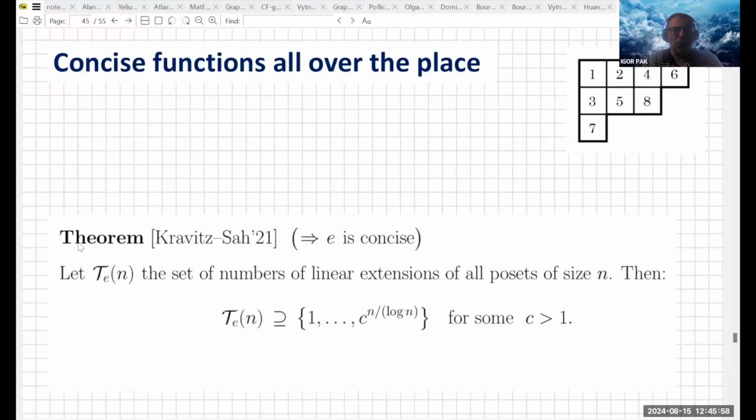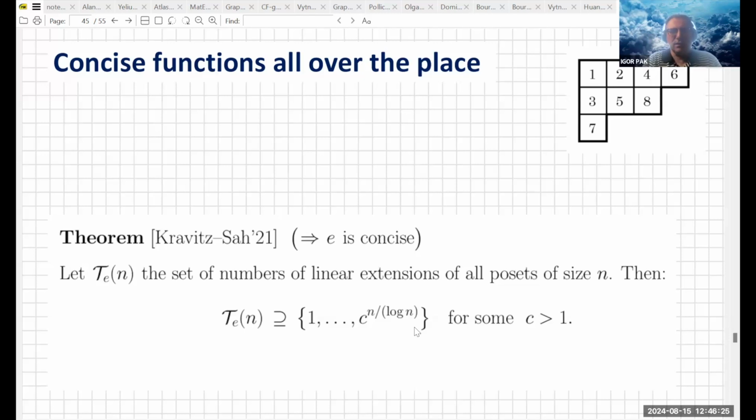So we need the following as a lemma for our proofs. We need the following very recent result by Noah Kravitz and Ashwin Sah, published in 2021, that says that if you denote by T(n) the number of linear extensions of all posets of size n, then this set of numbers is very large. It's basically exponentially large. That's what we need.